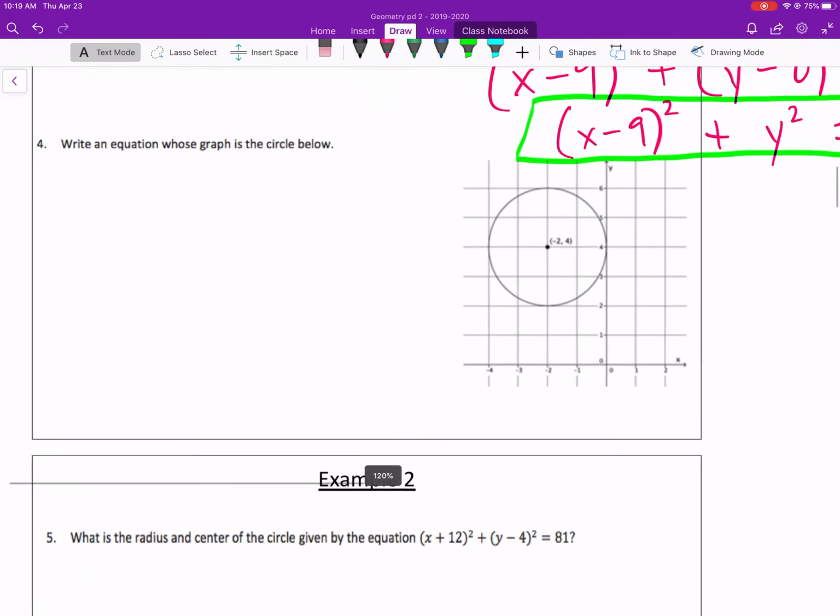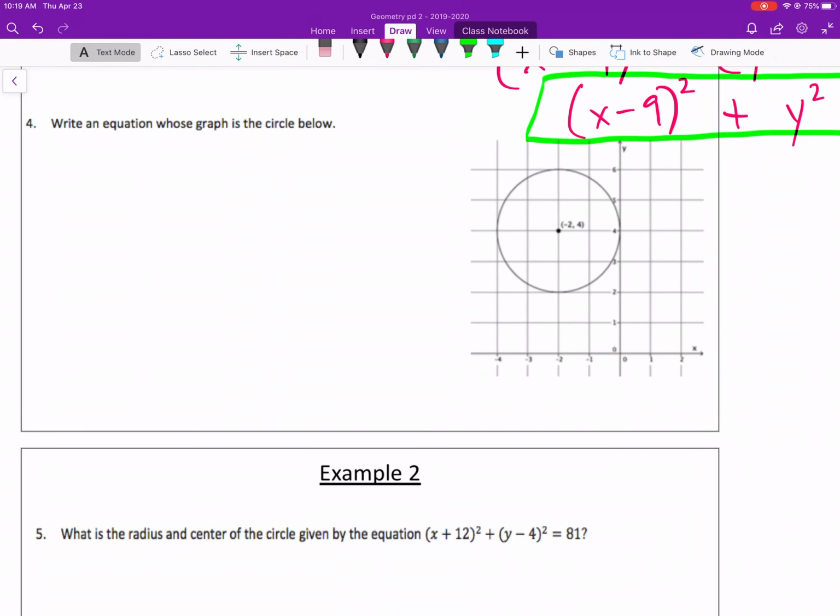Same thing here, the next one. Write an equation whose graph is the circle below. So you can see you have a center point of (negative 2, 4). I know it's written small there, but that's your (h, k). And your radius is 2 units. So we're just going to substitute. This would be x.